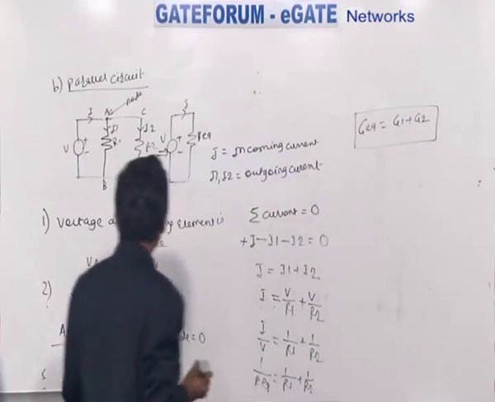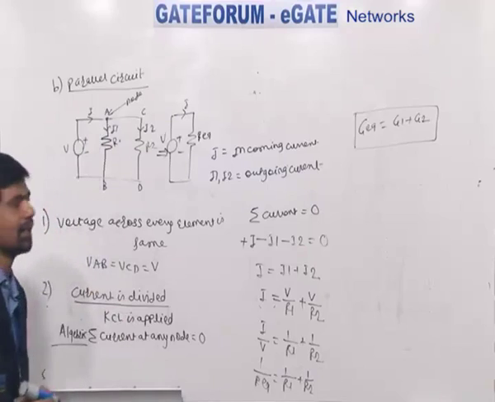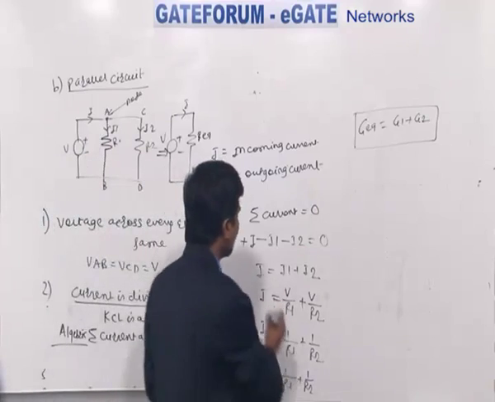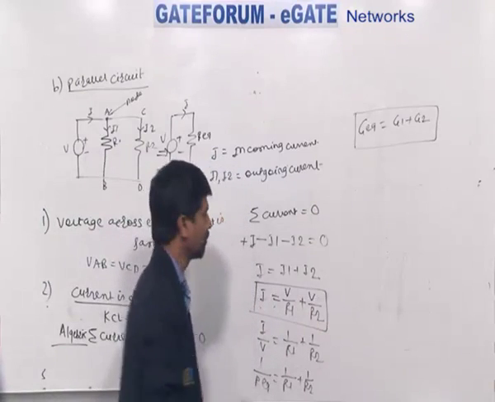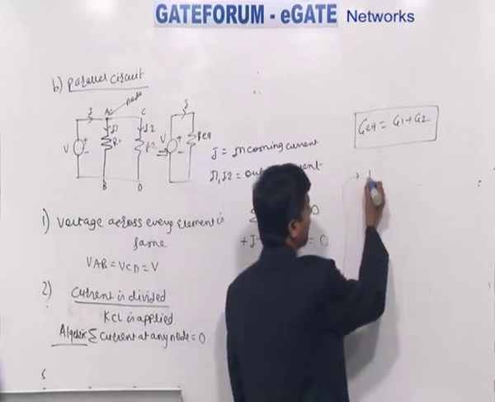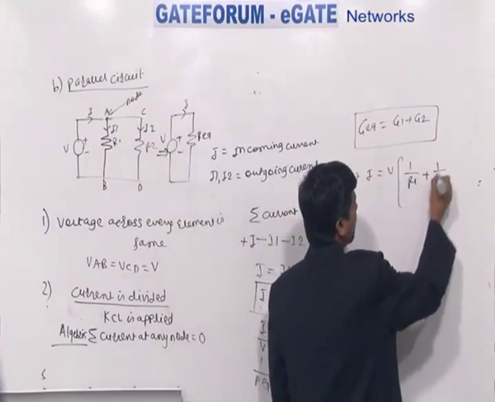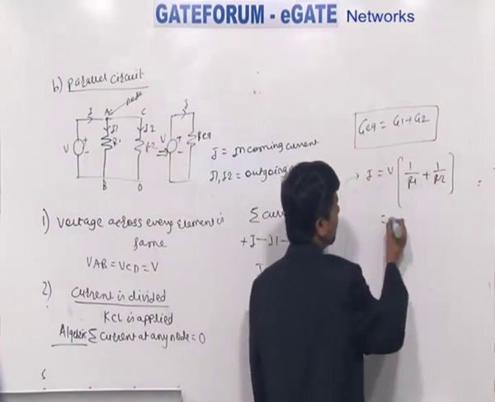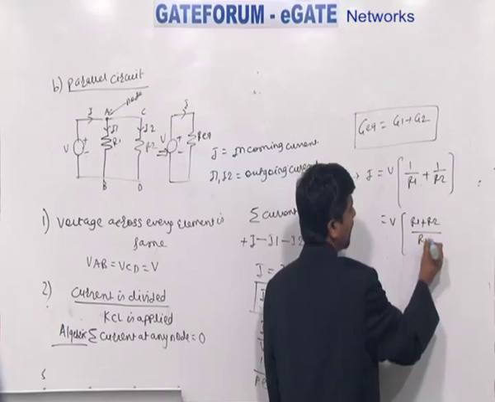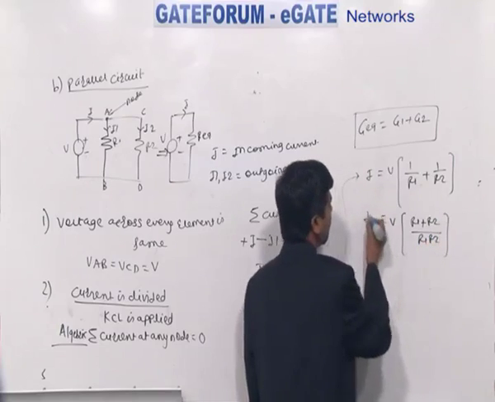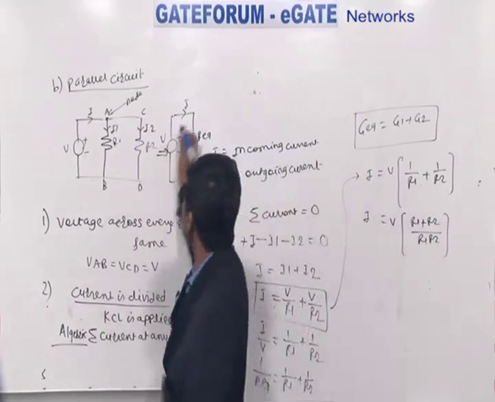But now, what is another important property of this circuit? Voltage remains the same is the first property; current is divided. The second important point is that if we consider this expression, I is equal to V upon R1 plus V upon R2, I can say that I is equal to V into 1 by R1 plus 1 by R2, which is equal to V into R1 plus R2 divided by R1 R2. So, I got the total current which is flowing through this closed circuit.